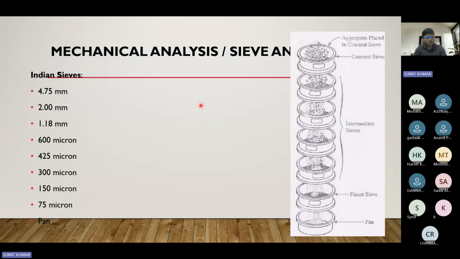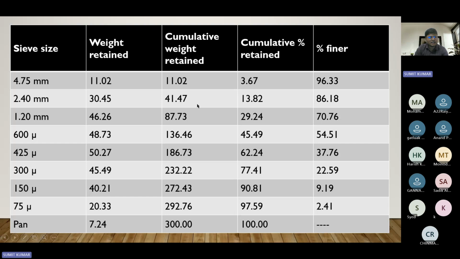Now you see that over here the example is also mentioned, in which, as I have said earlier, some particles are retained on the 4.75 mm sieve. So the particle weight retained on the 4.75 mm sieve is mentioned over here. Similarly, the 2 mm sieve, or 2.4 mm, that's just for example. The weight retained on that sieve is mentioned over here, and ultimately how much is retained in the pan. Afterwards, the cumulative weight is written.